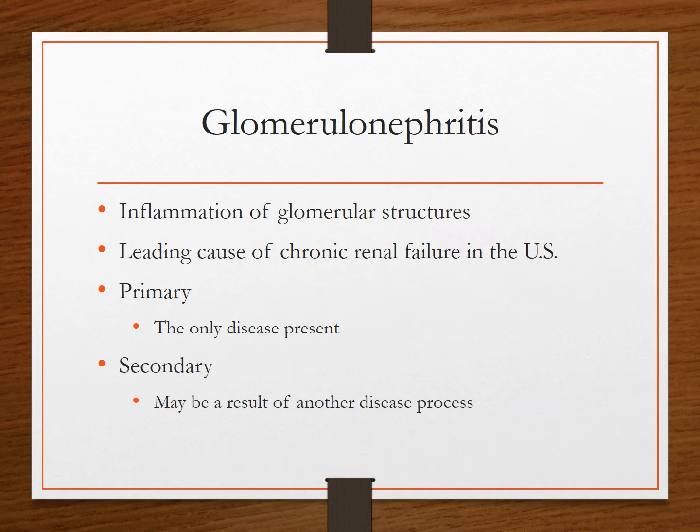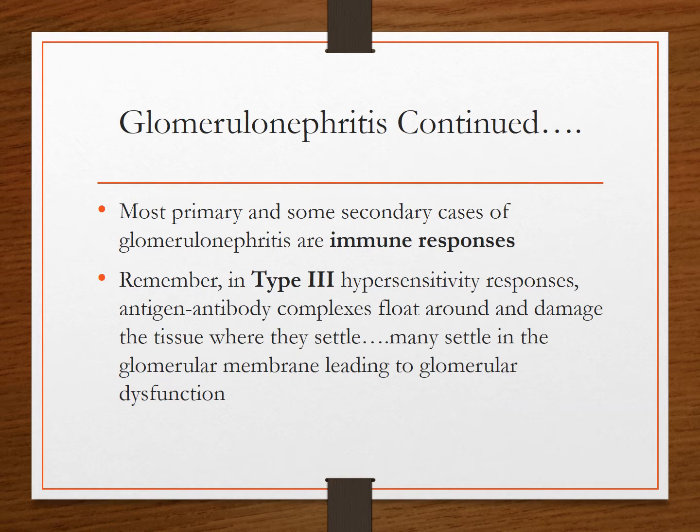Okay, moving on to glomerulonephritis, which is an inflammation of the glomerular structures. This is one of the leading causes of chronic renal failure in the United States. Some people have primary glomerulonephritis, where that is the only disease present. Some have secondary, which means it's just the result of another disease process. Most primary and some of your secondary cases of glomerulonephritis are actually immune responses.